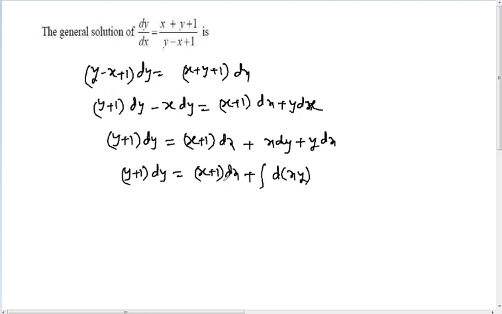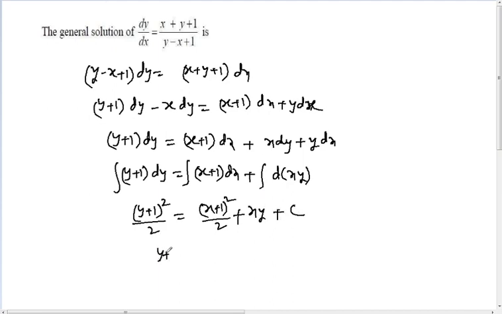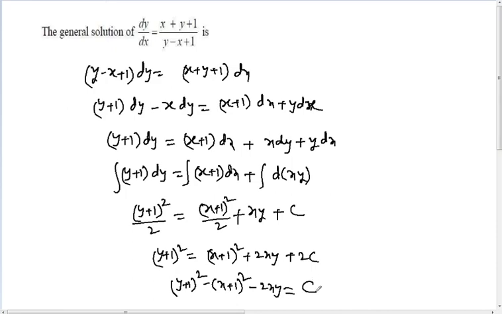Now take integration on both sides. So (y + 1) into dy integration is (y + 1) whole square by 2 is equal to (x + 1) whole square by 2 plus integration derivative cancel, that is xy + c, therefore (y + 1) whole square is equal to (x + 1) whole square plus 2xy plus 2c. So this is (y + 1) whole square minus (x + 1) whole square minus 2xy is equal to another constant c.